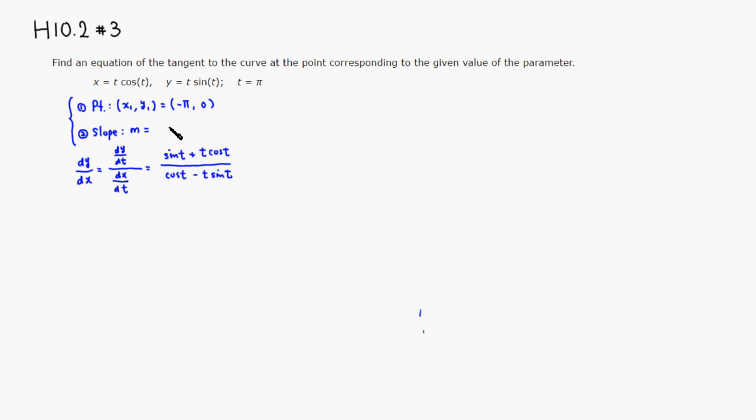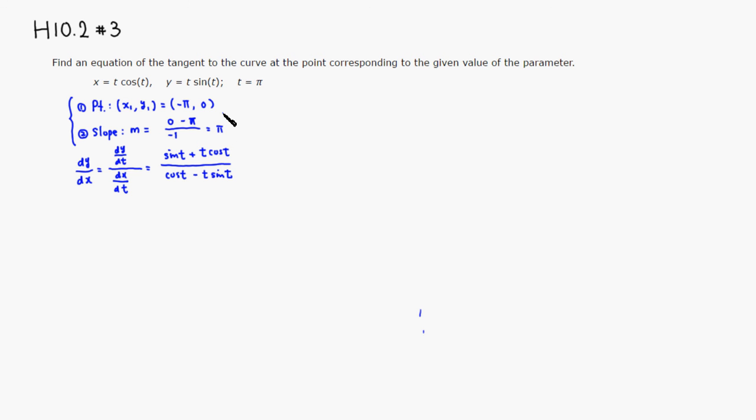Sine of pi is 0, and pi times cosine of pi would be negative pi, divided by cosine of pi, which is -1, and pi times sine of pi is 0, so it's going to be 0. So the slope is actually just pi.